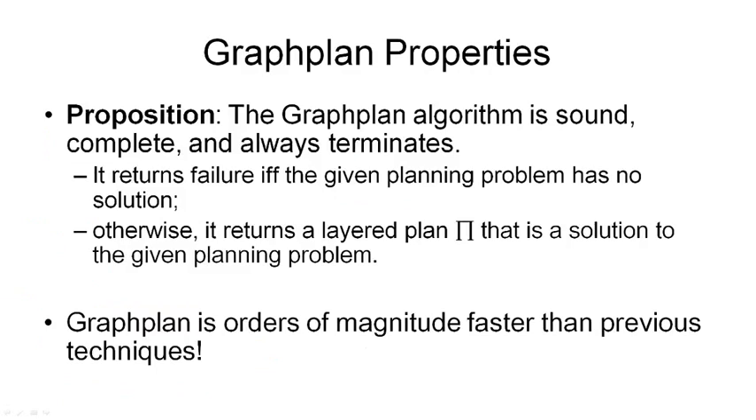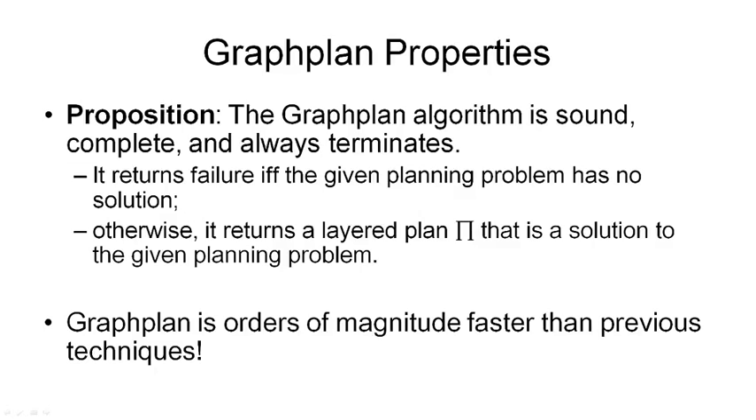And here are a few final words about properties of the Graphplan algorithm. And in short, these properties are that the Graphplan algorithm is sound, complete, and always terminates. So this means that the Graphplan algorithm returns failure if and only if the given planning problem has no solution. Otherwise, it will return a layered plan, the structure we've described before, that is a solution to the given planning problem. And this plan will consist of a minimal number of layers. But that does not mean it will consist of a minimal number of actions, of course. So in that sense, it's not guaranteed to be optimal.